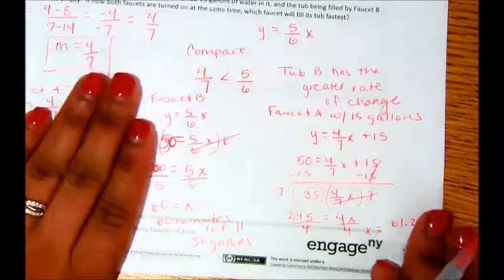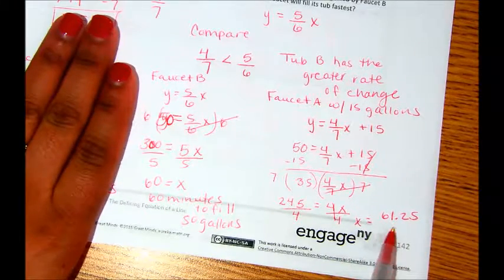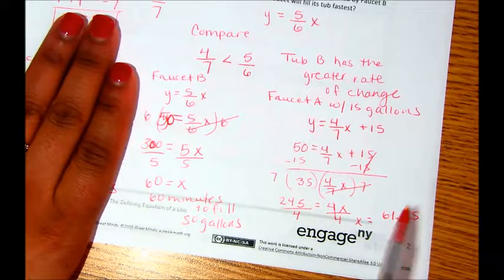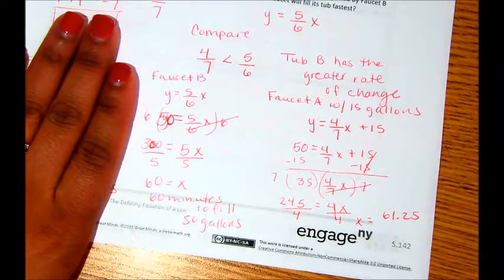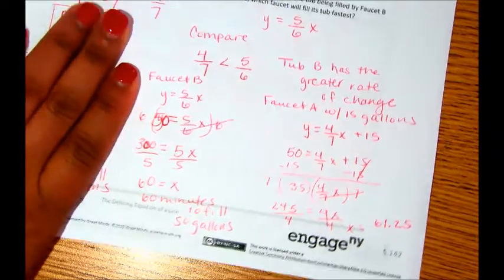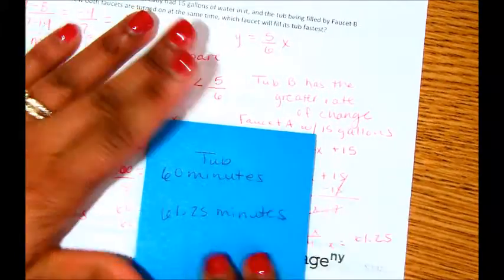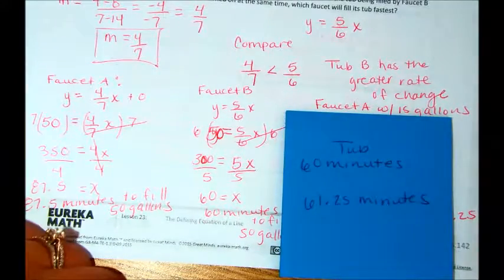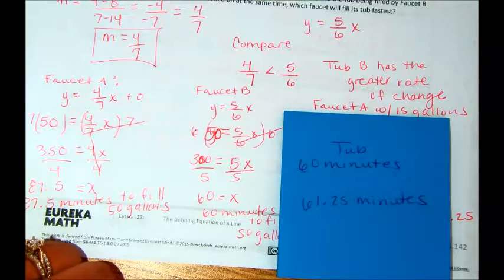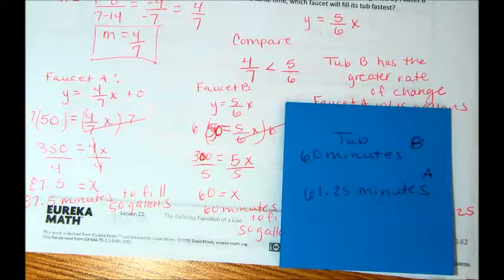Alright, so now I'm comparing 61 and 1/4 minutes to 60 minutes. Which tub filled up the quickest when tub A already had 15 gallons? Which tub fills up the fastest? That means which tub takes less time to get the same amount of water. Tub B is going to fill up the fastest, because even though tub A already had 15 gallons in it, it took 61 minutes. Tub B only takes 60.